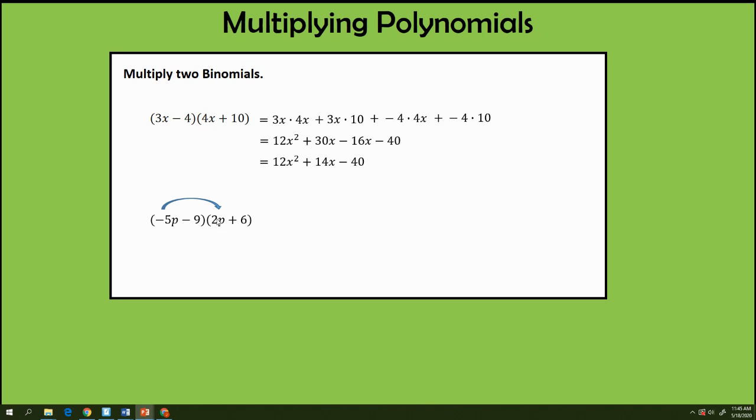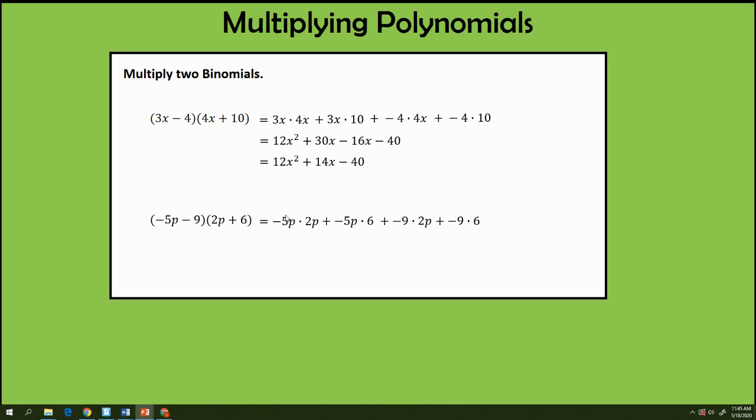So negative 5p times 2p is the F in FOIL, but it's this first term times this first term, right? The O is the outside, which is really negative 5p times the second term. So I took negative 5p times the first, then negative 5p times the second. The I is inside, which is now the negative 9 times 2p. And then the L, or the last, which is negative 9 times 6. So in essence, what we really did was take the negative 5p and multiply it by each of these. That's the F and the O. Then we took the negative 9 and multiplied by each term here, and that was the I and the L. So it's really distributing, but we can say FOIL as well.